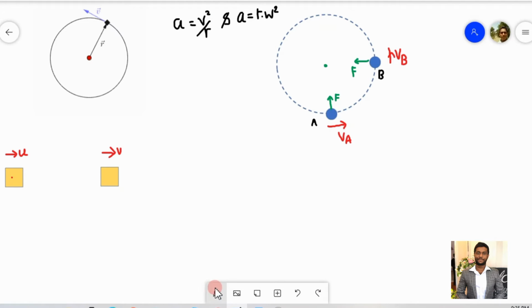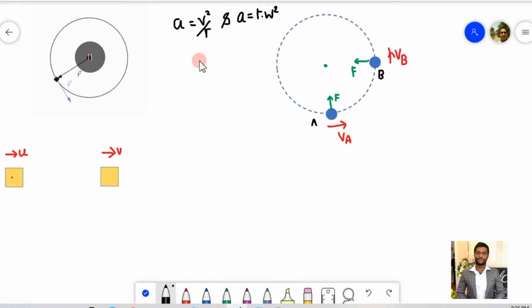Using Newton's equation toward the center, we can build an equation for centripetal force. So I am going to use Newton's equation now. F equals m times a. Here F equals m times v squared over r. So this is the equation of centripetal force.